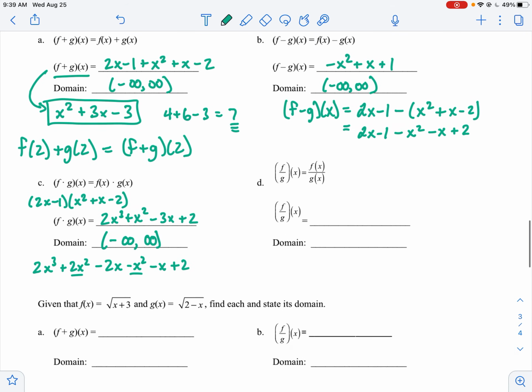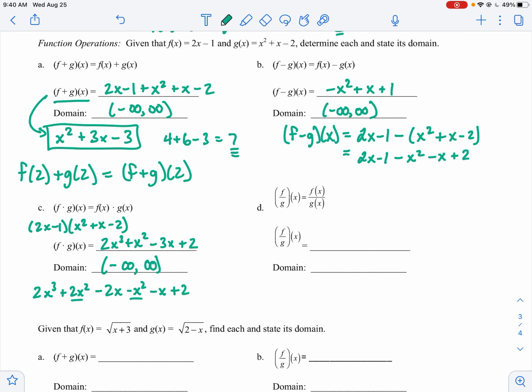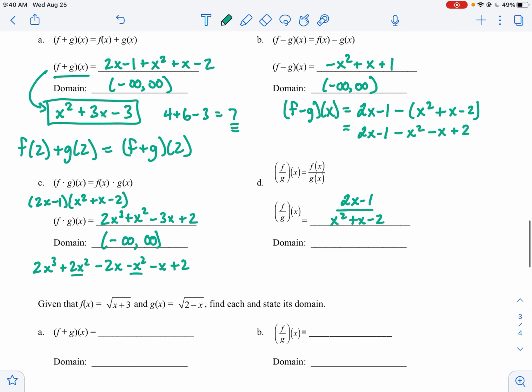Okay. And then last but not least, division. And a lot of times division is in some ways the easiest, because a lot of times when we go to divide functions, there's really not much we can do as far as simplifying goes. We quite literally just say, well, it's 2x minus 1 over x squared plus x minus 2, and I'm done. Right? There's no way to simplify that. I can't cancel anything, and so I'm done.